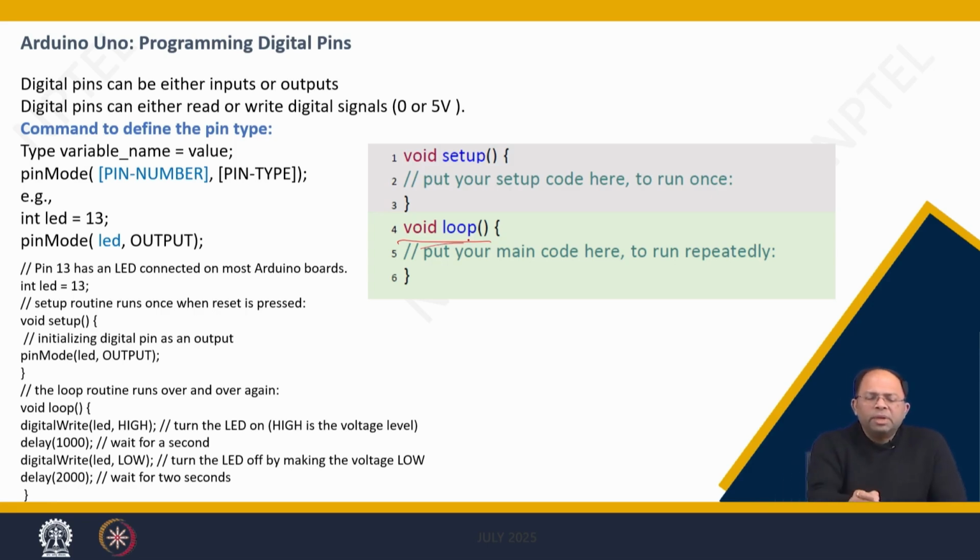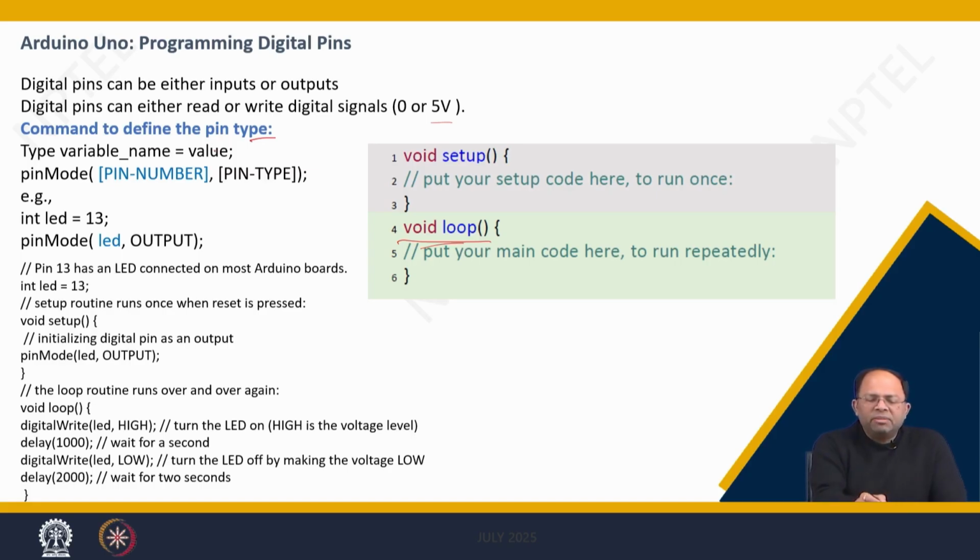So digital pins could be either inputs or outputs. They can read or write digital signals, either zeros or 5 volts. And we have to give the right command to do that, right? So the first command, within void setup, is to define the pin types, right?